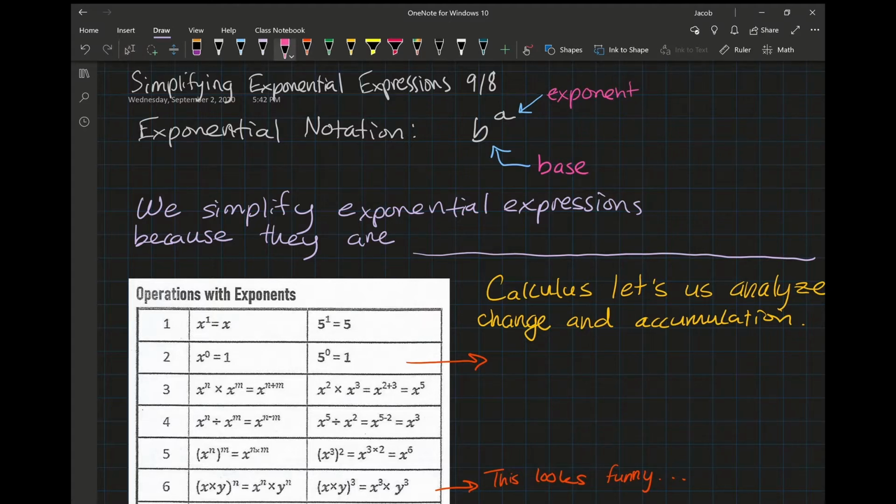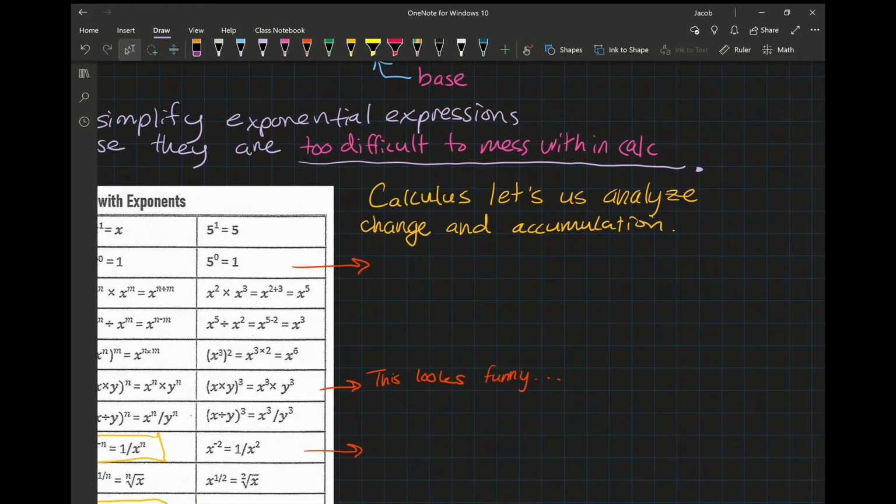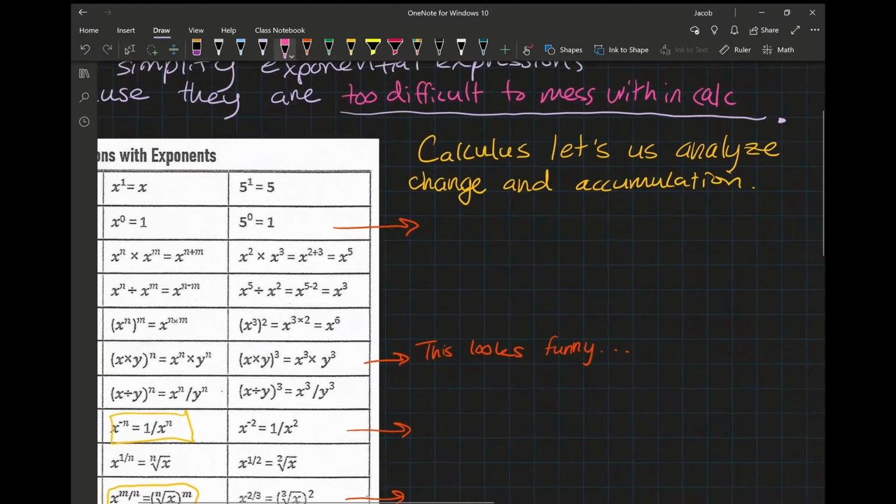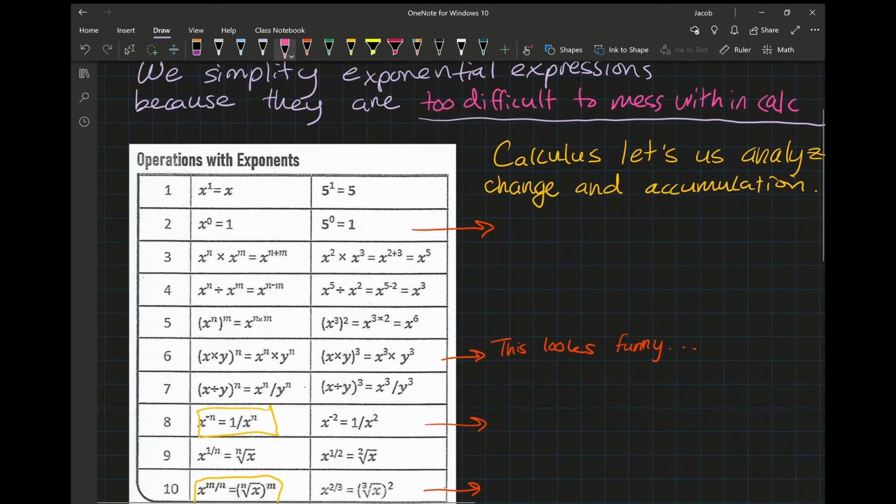The main reason we simplify exponential expressions is because they are too difficult to deal with in calculus if they're not simplified. And you might be wondering what calculus is. Well, the short of it is calculus lets us analyze change and accumulation. So if you're trying to analyze something with a huge expression, then it's not going to go so well.